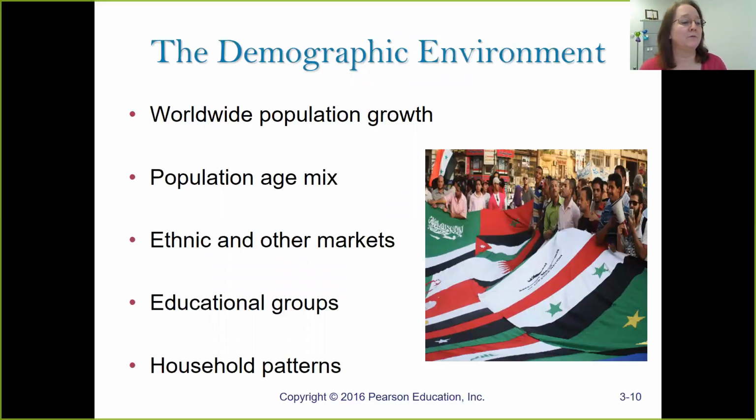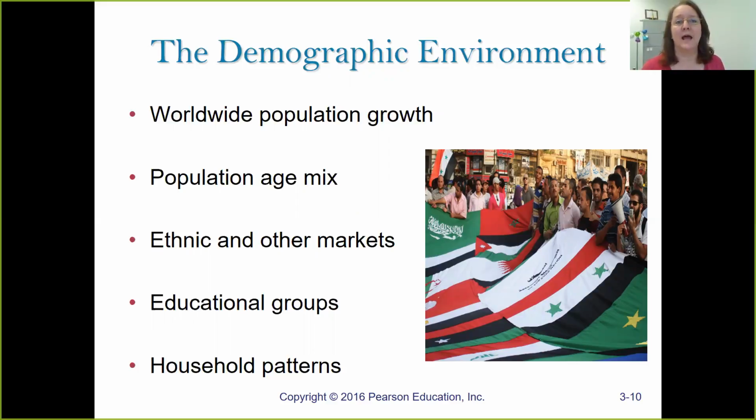The demographic environment, you could look at worldwide population growth if that's applicable to your business. Look at population age mix. That is important to your business to understand who are your customers and what age bracket they're in. Looking at ethnic and other markets, educational groups, household patterns.